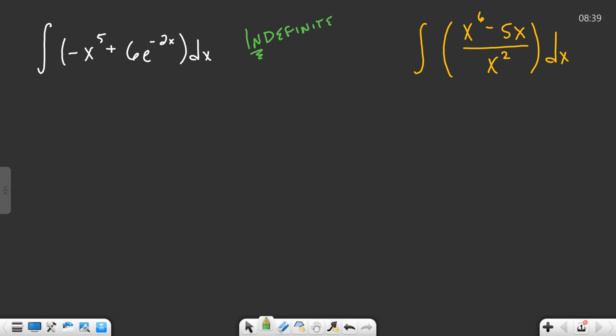So for now, what we're going to do is take a look at this problem I have written on the left-hand side. When we see this symbol, we want to be able to answer this question: what did I take the derivative of? What did I take the derivative of to get negative x to the fifth?